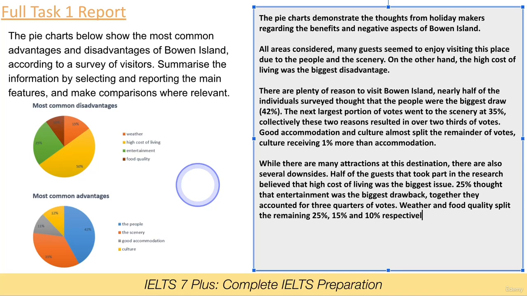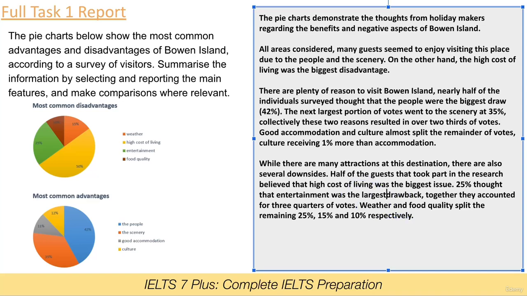If you say respectively, then that's talking about the order. 15% and 10% respectively. Okay, let's read this back. While there are many attractions at this destination, there are also several downsides. Half of the guests that took part in the research believed that high cost of living was the biggest issue. 25% thought that entertainment was the largest drawback. Together, they accounted for 3/4 of votes. Weather and food quality split the remaining 25%, 15%, and 10% respectively.